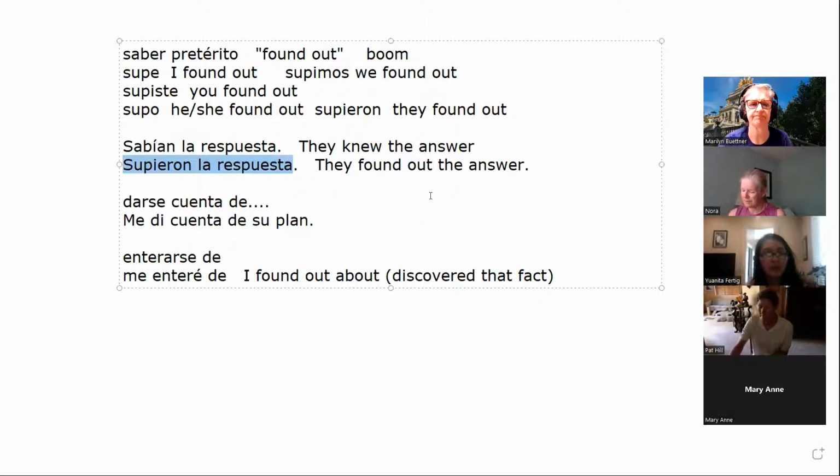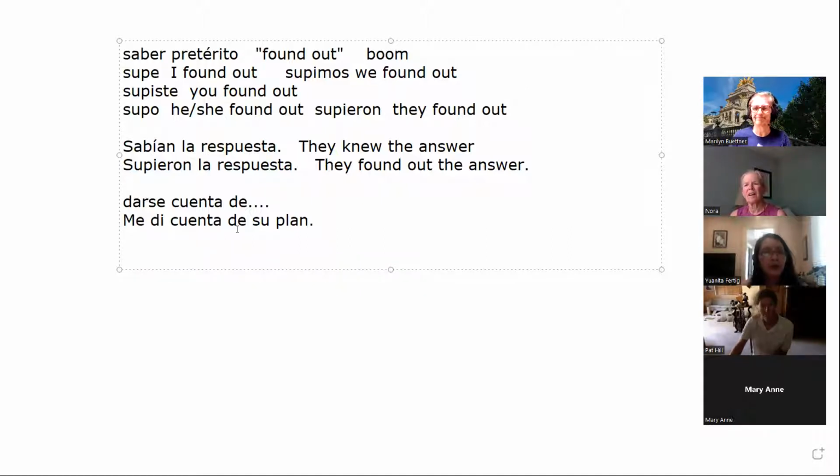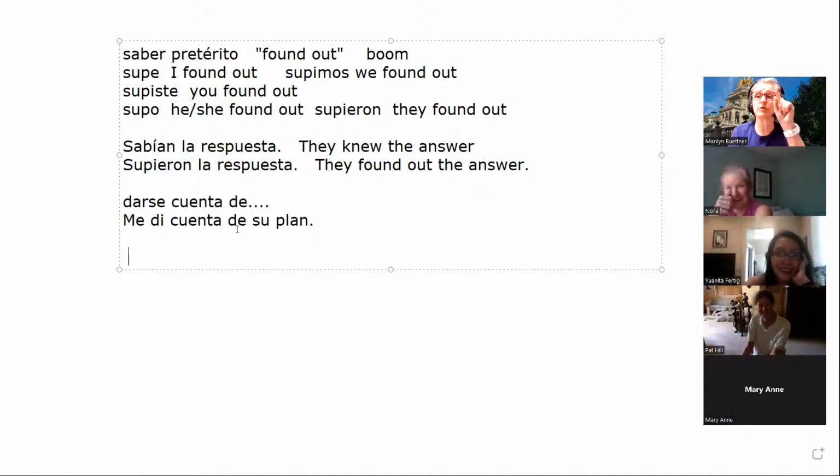Oh, that's really hard. Yeah, it is hard. Sometimes it's kind of hard to figure out. Like, the preterito here, saber becomes supe, supiste, supo. Who knew that? No, it's not that complicated. So here's what it is. It depends on what you, the speaker, mean, right?